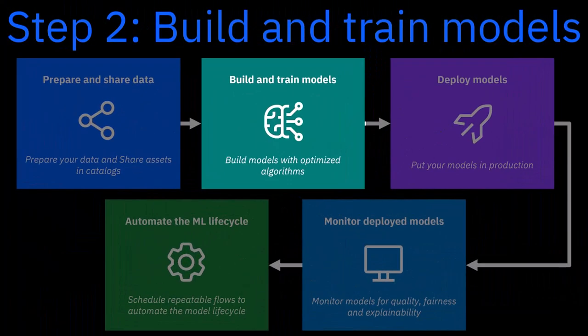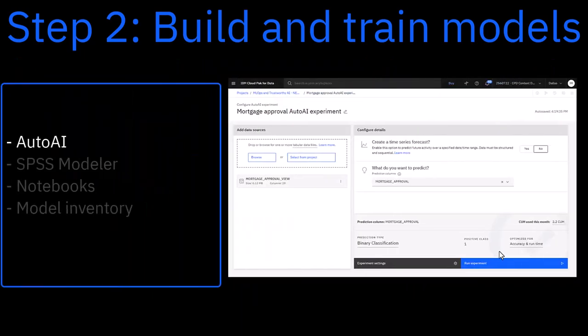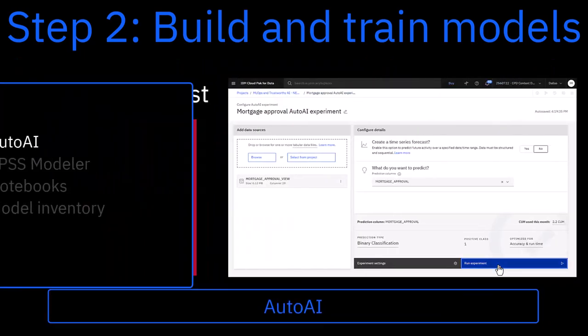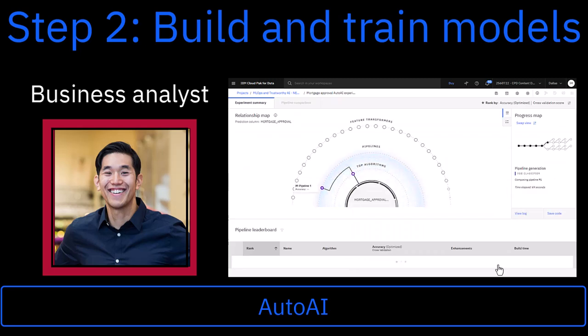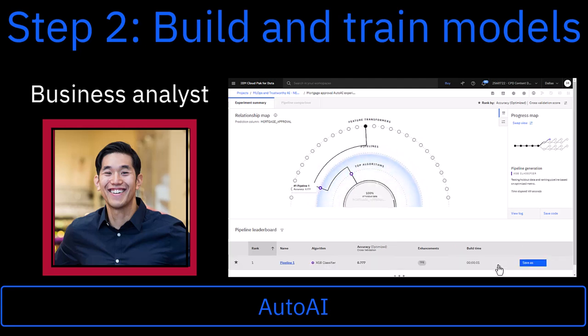In Step 2, you might build and train models by using AutoAI, notebooks and scripts, SPSS Modeler, RStudio, Decision Optimization, or Federated Learning. Data scientists can build models using the tool that best matches their problem and their model building skills and preferences. Golden Bank's business analysts or data scientists could select AutoAI for a no-code approach to building and training the model to review mortgage applications and predict a risk score.